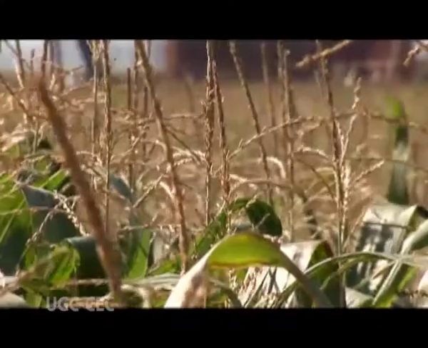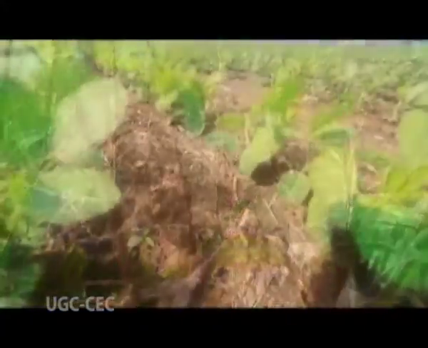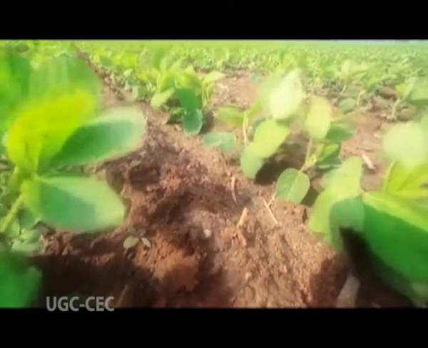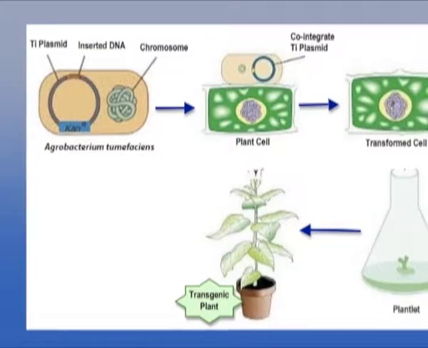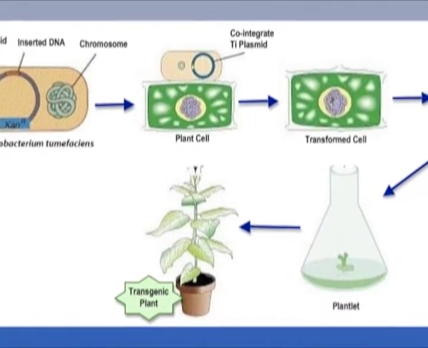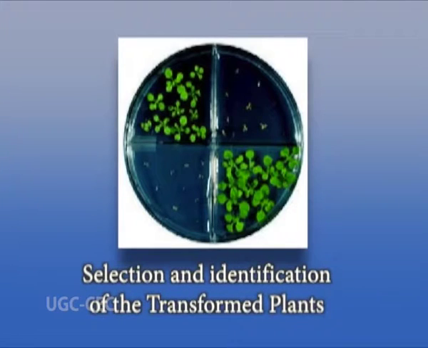Dear students, in this lecture, we will study about the third essential requirement for effective transformation of plants, that is, selection and regeneration of transformed plant cells in detail. Once the DNA is introduced into the plant cells, whether indirectly through Agrobacterium or directly by physical or chemical methods, the next step is to select and identify the transformed cells and regenerate the transformed plants.